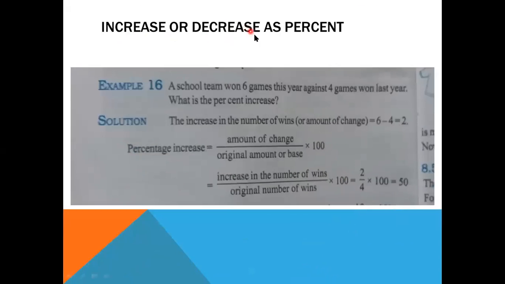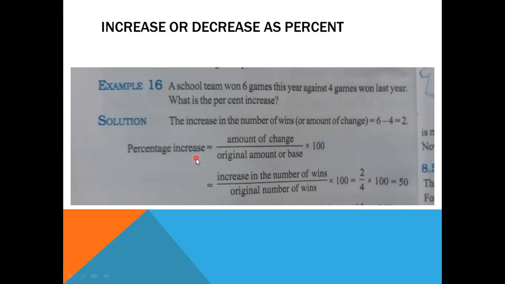Next is increasing or decreasing as percent. Look at the example. A school team won 6 games this year against 4 games won last year. What is the percent increase? So the increase in the number of wins is the amount of change. Here how many games have they won? 6 games. Last year they won only 4. So 6 minus 4, we get 2.